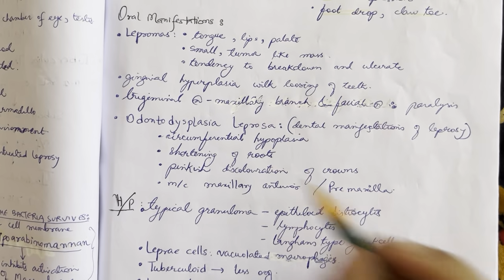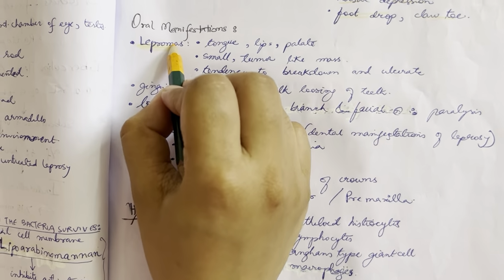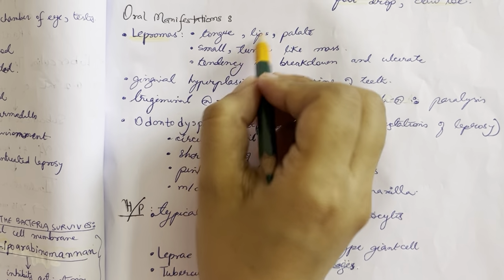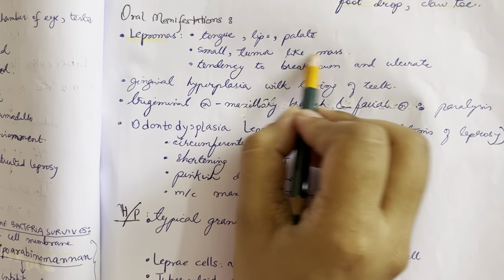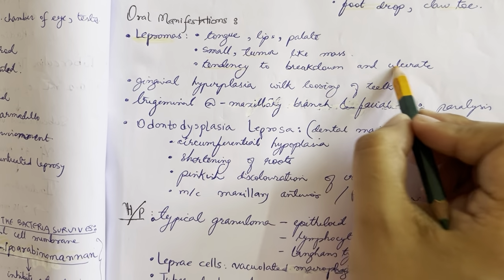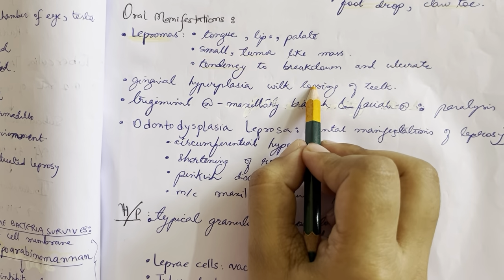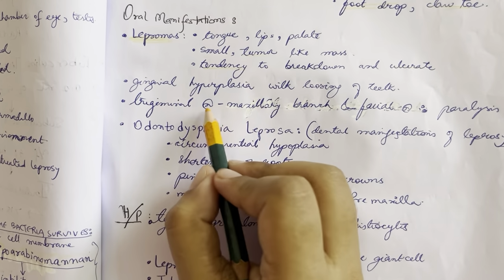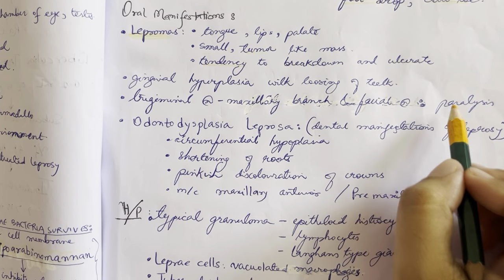Oral manifestations: we have something called a leproma, which is most commonly seen in the tongue, lips, or palate. These are small tumor-like masses. They have a tendency to break down and ulcerate. There can also be gingival hyperplasia with loosening of teeth. The maxillary branch of the trigeminal nerve may be affected, and the facial nerve may be affected, leading to paralysis.